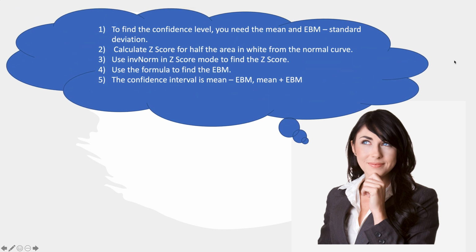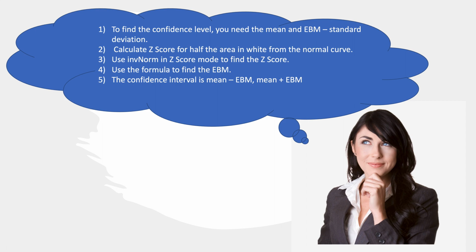First, to find the confidence level, you need the mean and the EBM, the error bound, through the standard deviation. You need to calculate the z-score for half the area in white from the normal curve. That's when we figure out what they want in the green. Like, let's say they wanted a 90% interval. We do 1 minus the 90%. That leaves 10% or 0.10. Then we divide it by 2 to get two tails, white on either end, of 0.05. That's how I calculate the area.